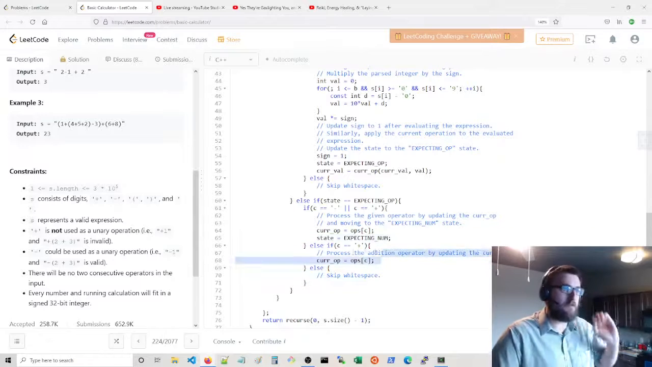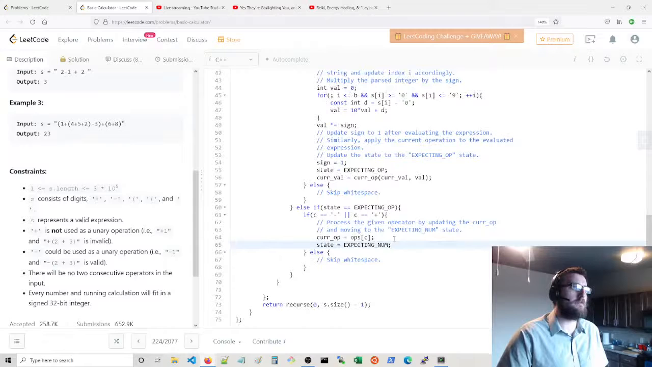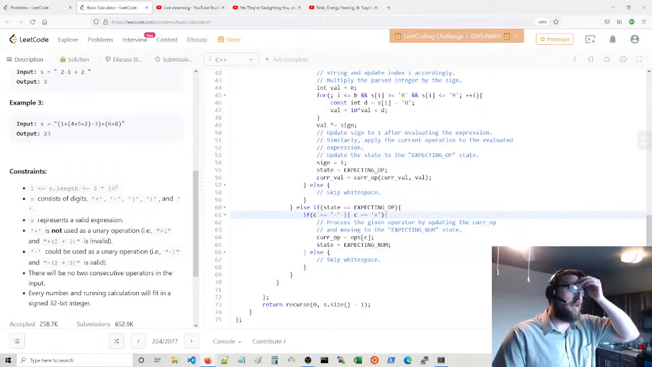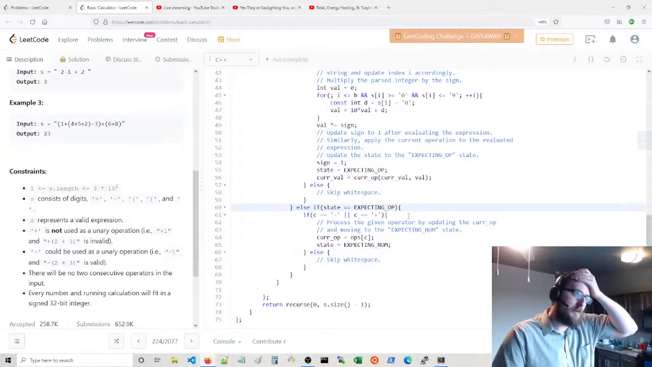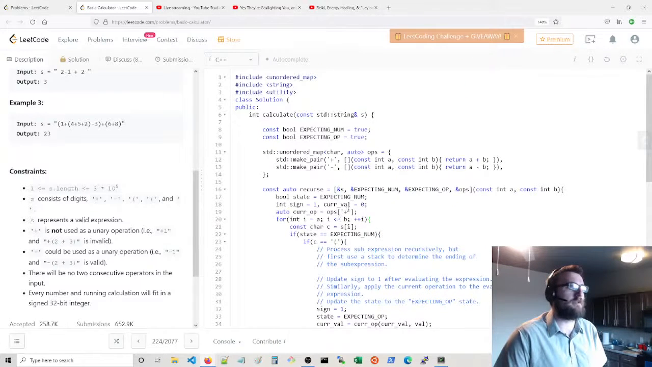And the other stuff, we skip white space. That's why we do want to have an else here for white space. So yeah, skip white space. Those are the operators that we're expecting. That's it. That's all you have to do, I think.